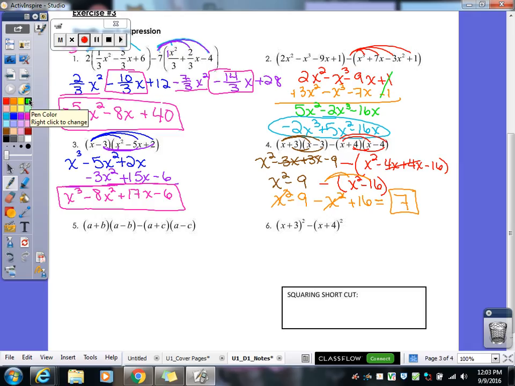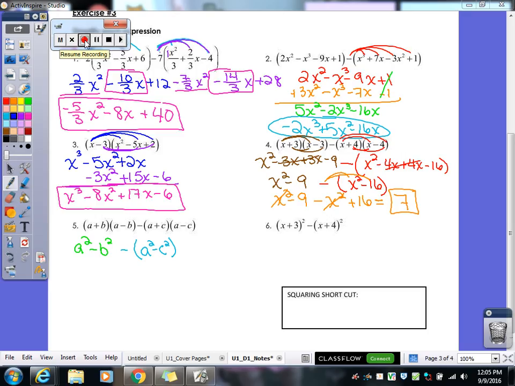So what do you think is going to happen in number 5? Pretty much the same thing, only they used different letters and they didn't put any numbers in there. So let's have you go ahead and try number 5. Remember, multiply out the first two, multiply out the second two, and then do.